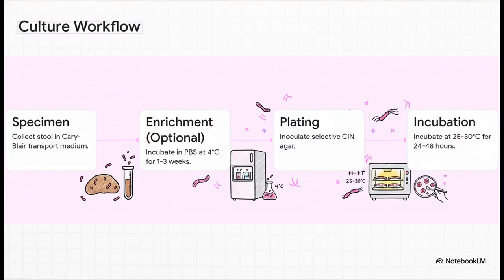For culture, there are 2 really critical things to remember. First, you need the right selective media, which is CIN agar. Second, and this is key, you have to incubate it at a lower temperature, around 25 to 30 degrees Celsius. Yersinia enterocolitica is a psychrotroph. It loves the cold. So this gives it a huge growth advantage over all the other gut bacteria.